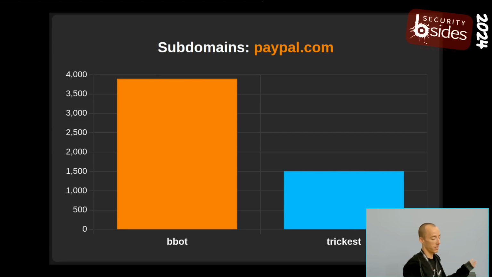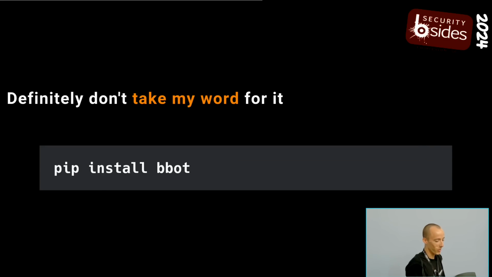And this is not a paid tool. This is an open source tool, and this enumeration was done without any API keys whatsoever. So you can literally just pip install BeeBot on your laptop and get these kinds of results. So this is the takeaway. If you have to remember one slide, this is definitely the one to remember. It's a Python tool, it's open source, and you can just pip install it.